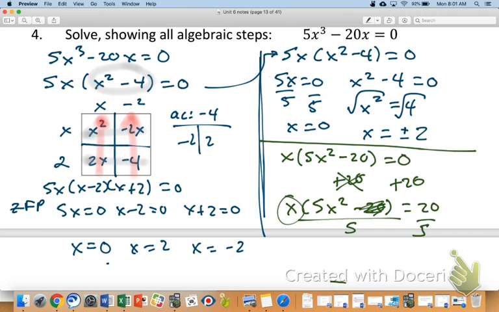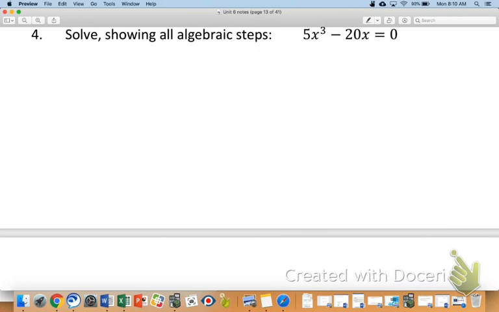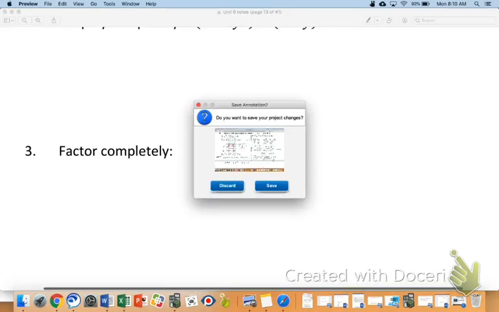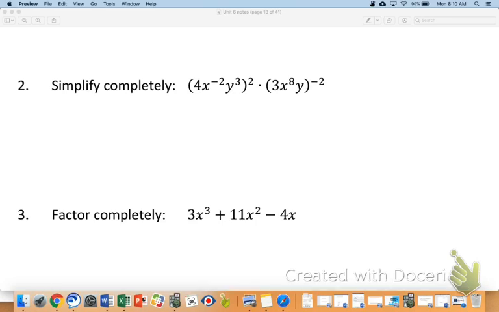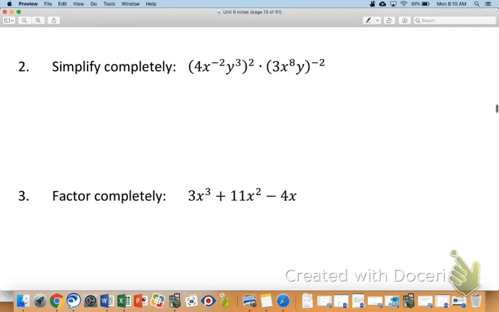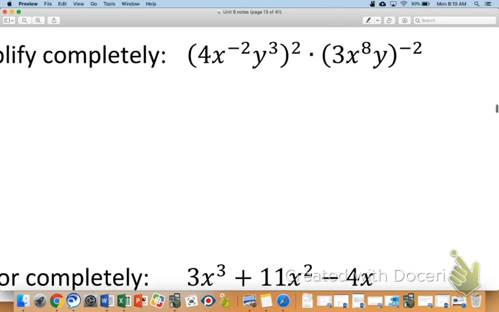Anybody else? Let me ask you one last thing then. Did anybody struggle at all with the 2? And in particular, did anybody struggle with what to do with that? So let me just give you a quick refresher on how to handle exponents like that and bases like that.